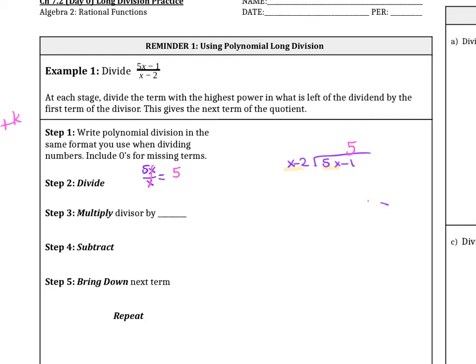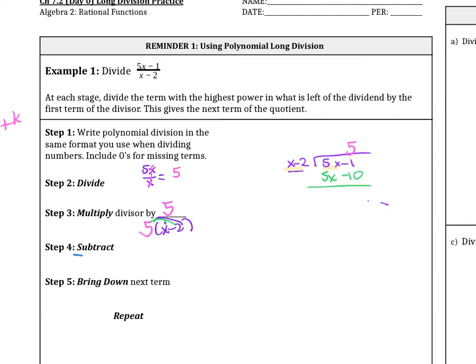And so we're going to multiply the divisor by 5. So this is going to be 5, the divisor is this number here, times x minus 2. We need to make sure we distribute. So that becomes 5x. 5 times x is 5x, and 5 times negative 2 is a negative 10.